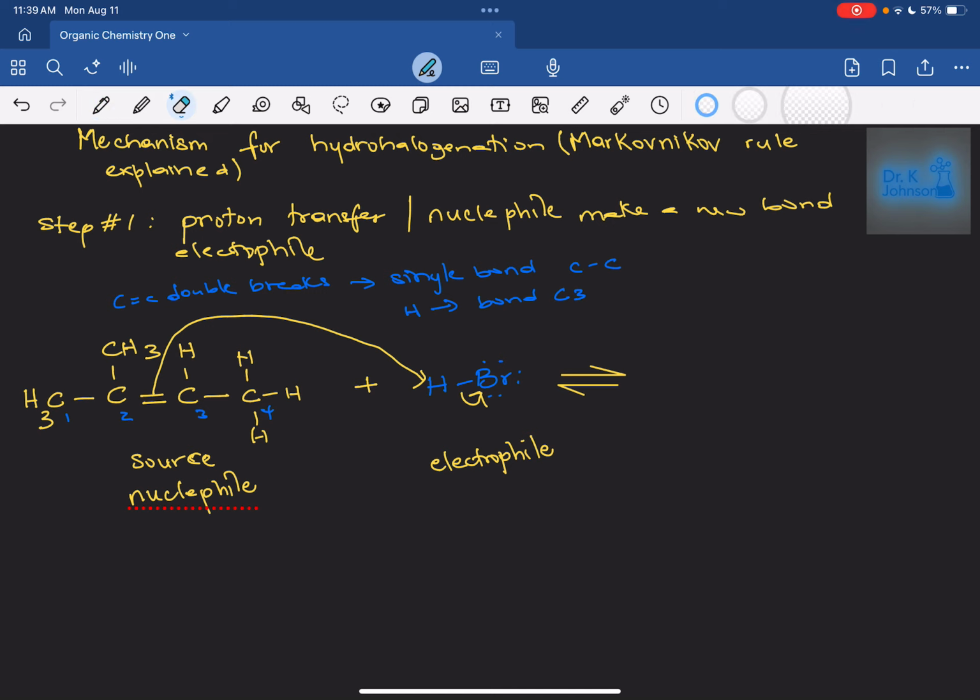Now, remember this. When you draw curved arrows, they're specific, they have meaning. What these arrows indicate must be shown on the product side of your reaction, okay? This step in the reaction, step number one, is your slowest step.